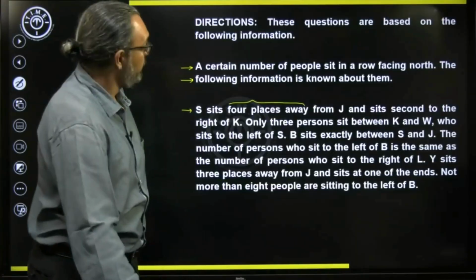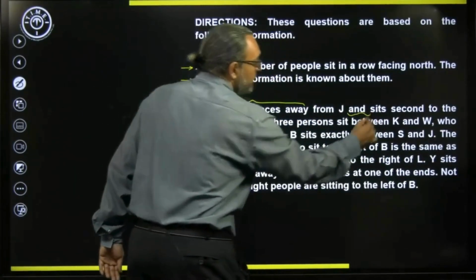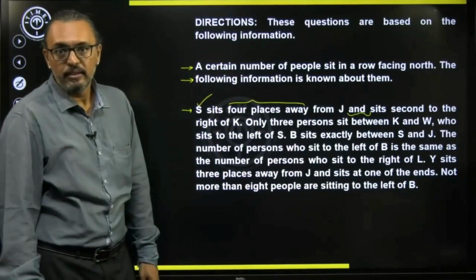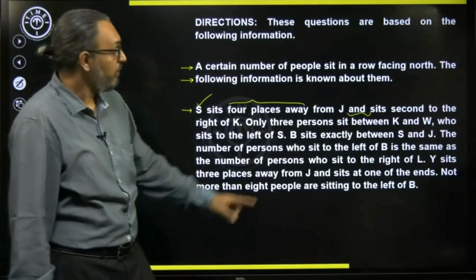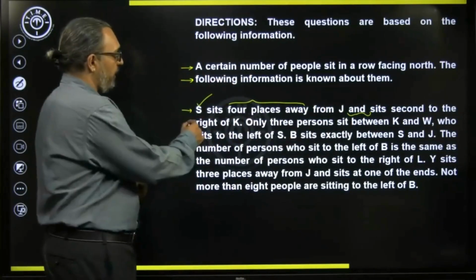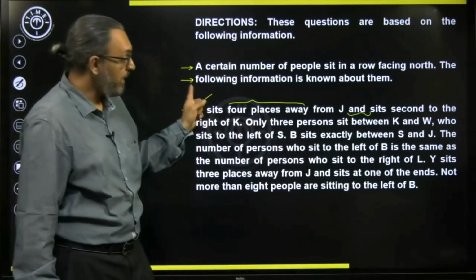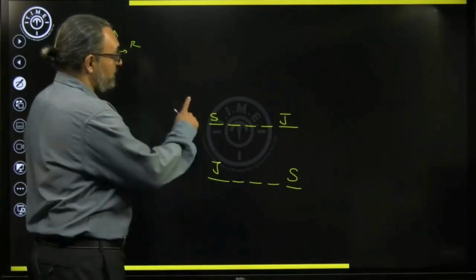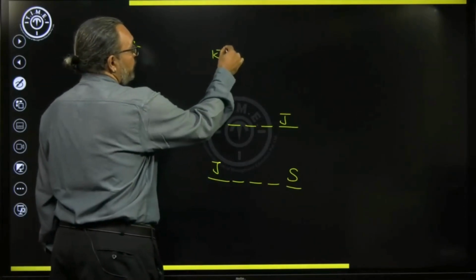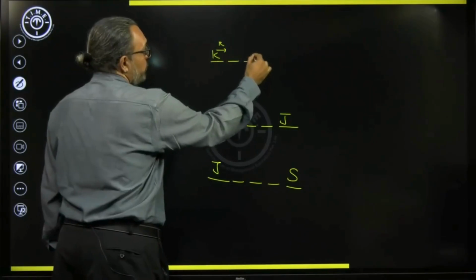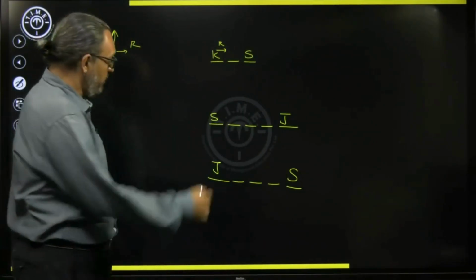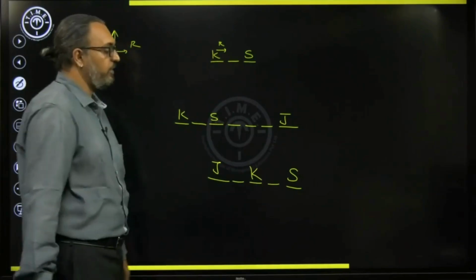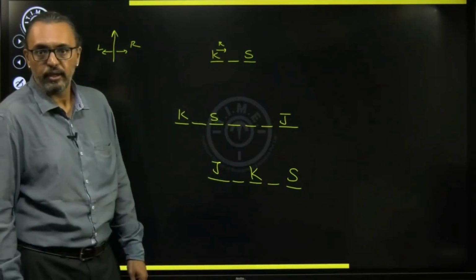Okay. Further he says "and". When he says "and", it always refers to the first person. The first person here is S, so "sits second to the right of K" should be referred to S, which means S is sitting second to the right side of K. So we know right is our right side. S should be like this, second to the right of K. So in the first case, I can have K here, and in the second case, I can have K here.